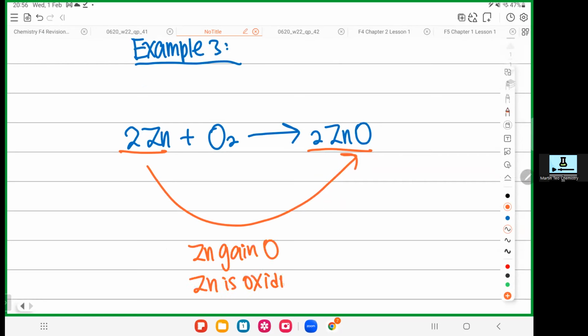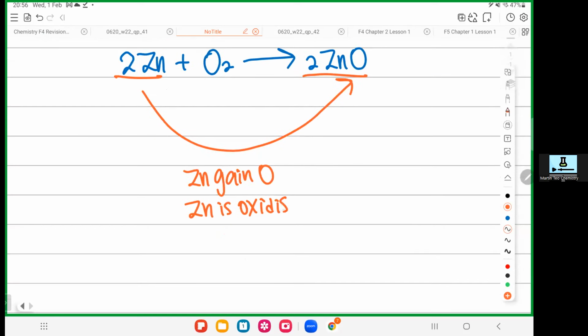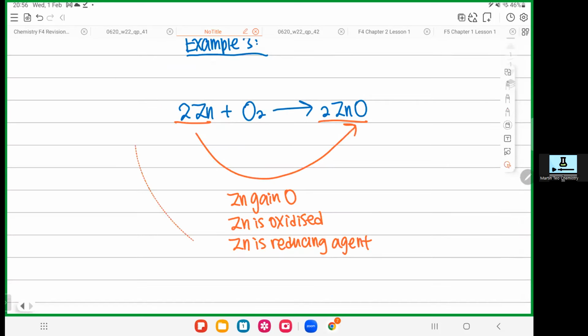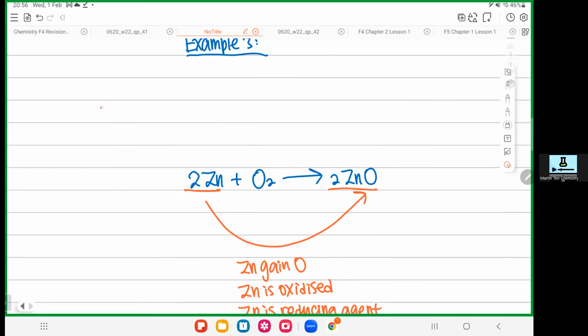So when zinc undergoes oxidation, it will automatically become the opposite agent. So the zinc itself becomes the reducing agent. Now remember, when I undergo oxidation, I will be a reducing agent. It always goes opposite. So settle. Now let's look at another apple.